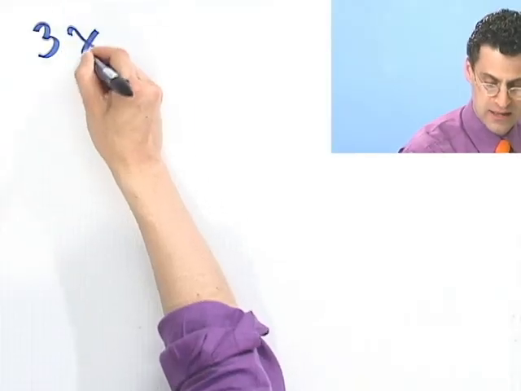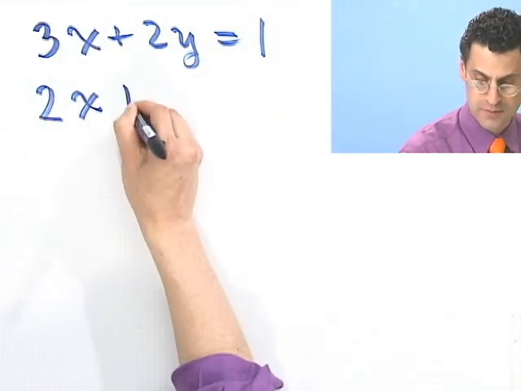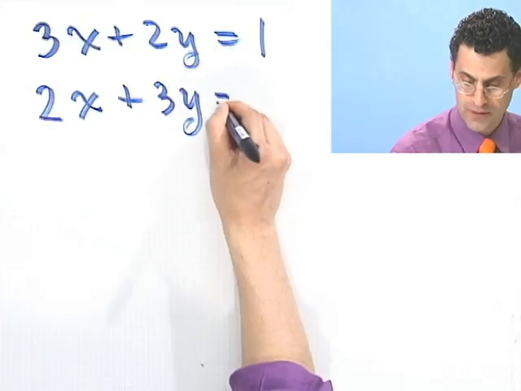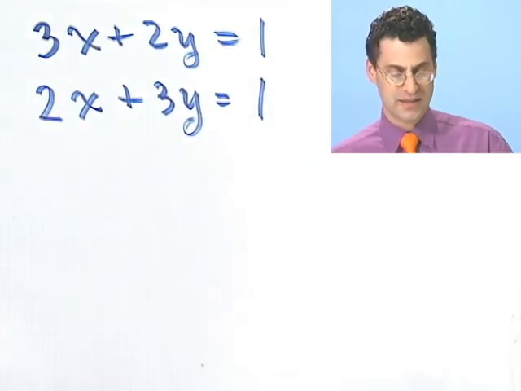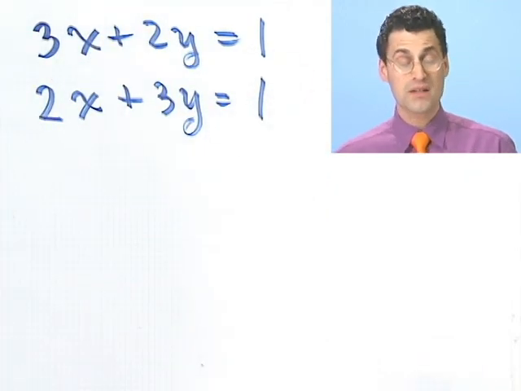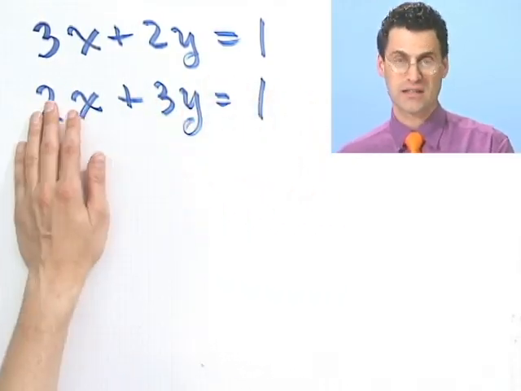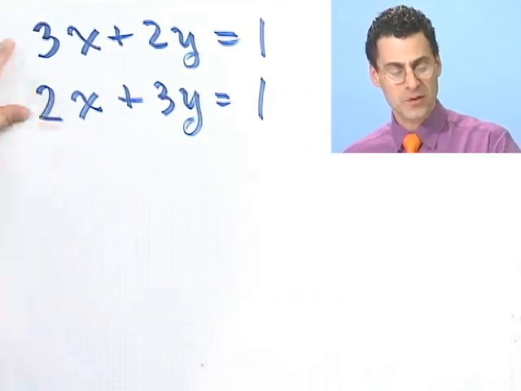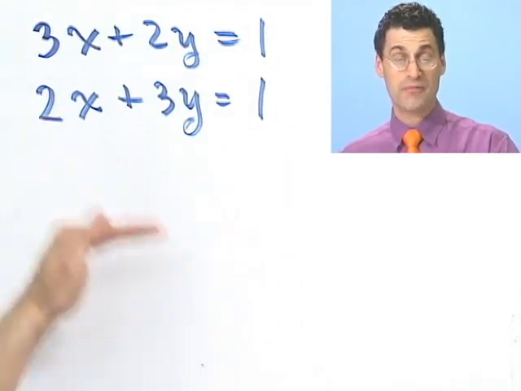Let's try another one. How about 3x plus 2y equals 1 and 2x plus 3y equals 1? Well, this one's a trickier one to think about, because it's not clear: should I multiply this by some number or that by some number? There's a variety of things you could do. You could multiply this through by a particular fraction. That's a good way of doing it. Or another way is to multiply this by something and that by something else, and then have things line up.